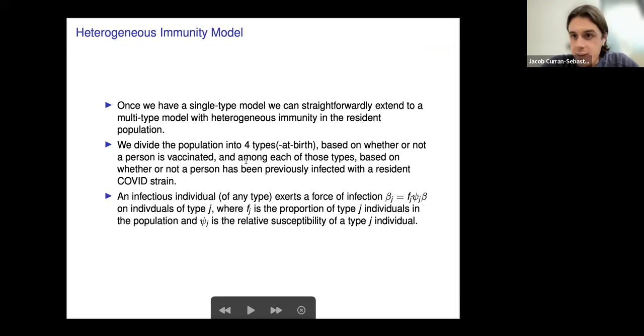And the way that we model this is we scale the force of infection, or the transmissibility of people, based on who they're infecting. So if you're infecting somebody that's double vaccinated and had COVID before, you're less likely to infect them than somebody that's completely susceptible. So we just see this scaling. Instead of beta, we now have beta j is equal to fj times psi j times beta, where fj is the proportion of type j individuals, and psi j is their relative susceptibility based on their vaccination or immunity status.